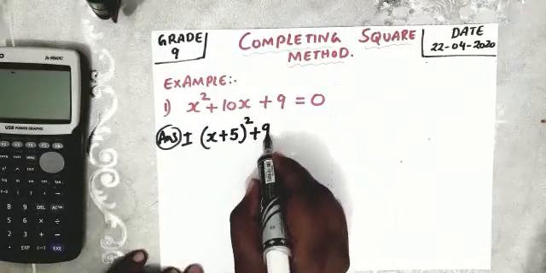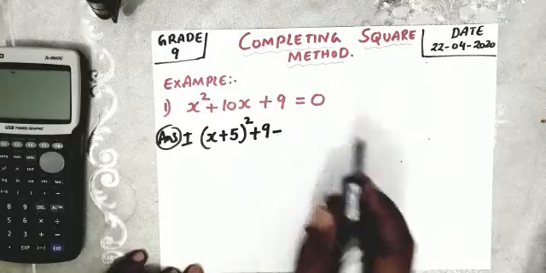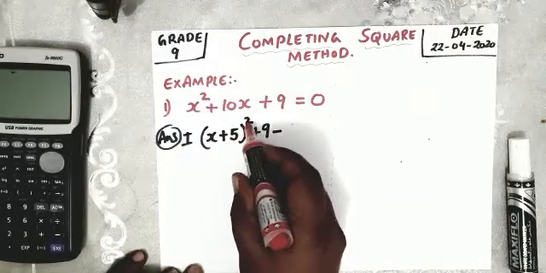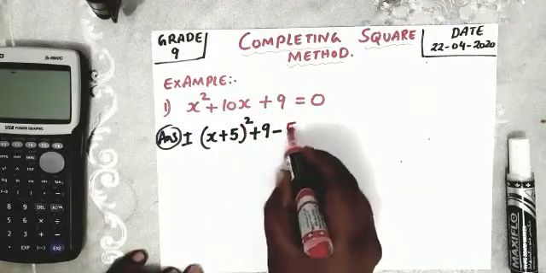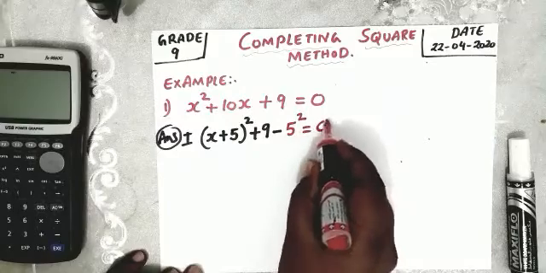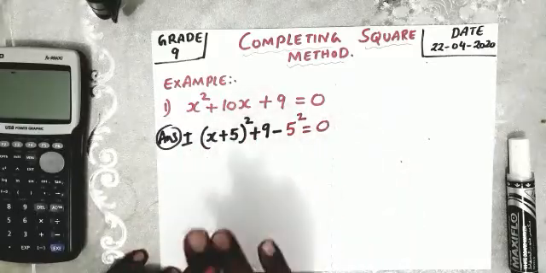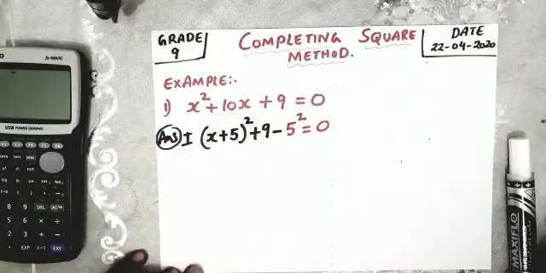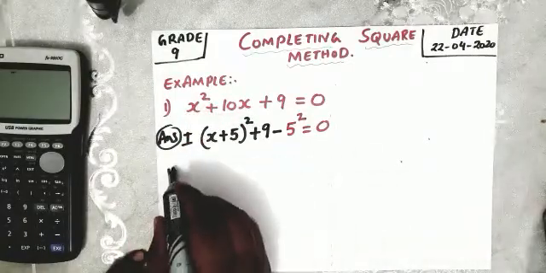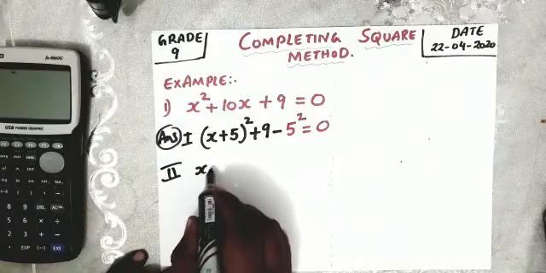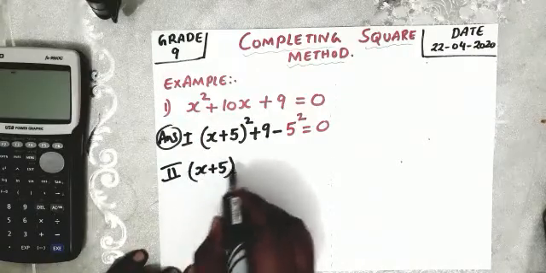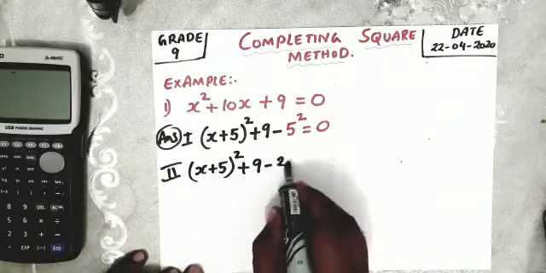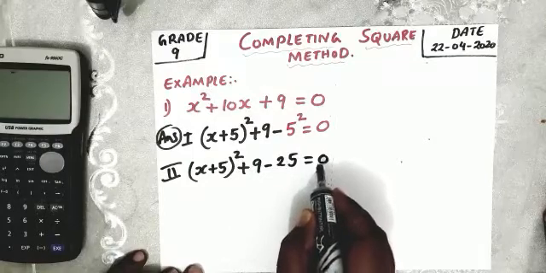plus the constant, minus of what? Minus the square of the second term, which is 5 square. So I'm just doing like a vertex form, carrying on the same steps. And as there is no constant, it is going to be faster and easier. Now next step, we are going to take x plus 5 the whole square plus 9. What is 5 square? 25 equal to 0.